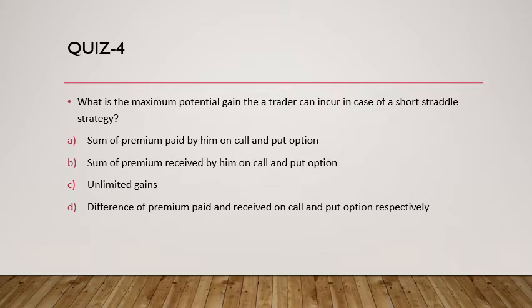Okay, so what would be your maximum gain? So maximum gain would be the sum of the premium received by him on the call and put option. It cannot exceed this limit. It cannot be unlimited, because he is selling both call and put. So since he is selling the call and put, he would receive that particular premium.